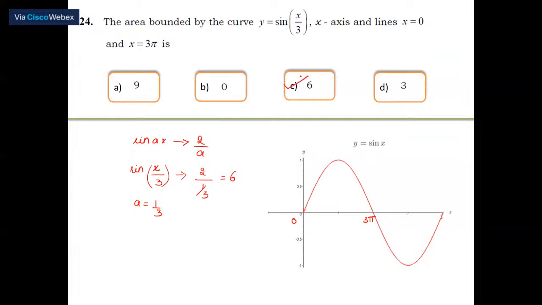Some of you have given the answer as 0, but that's not correct. Okay, the area below the sin x curve for one complete arc is always equal to 2 by a. Here, in place of a, we have 1 by 3. So after the simplification, it is 6. Now let's move on to the next.